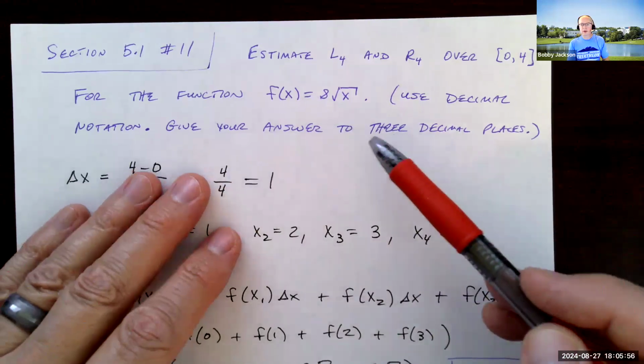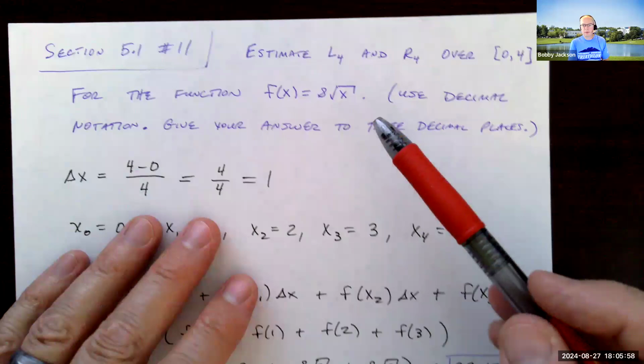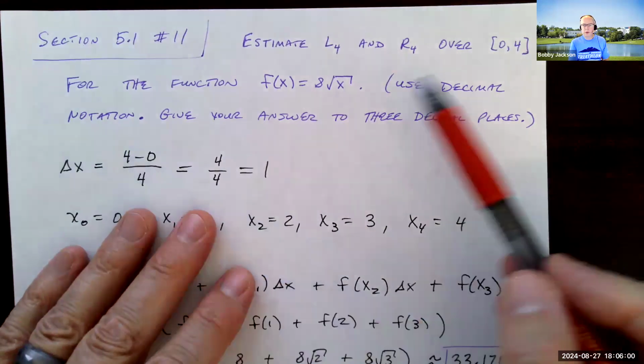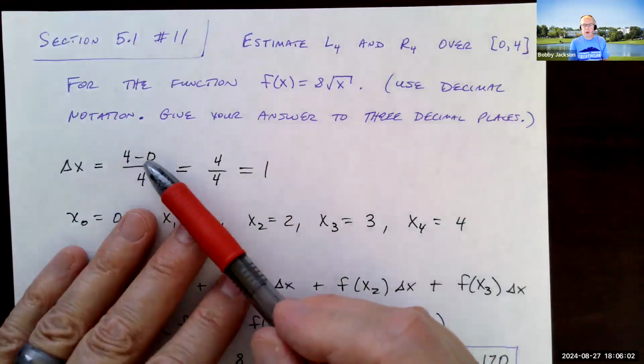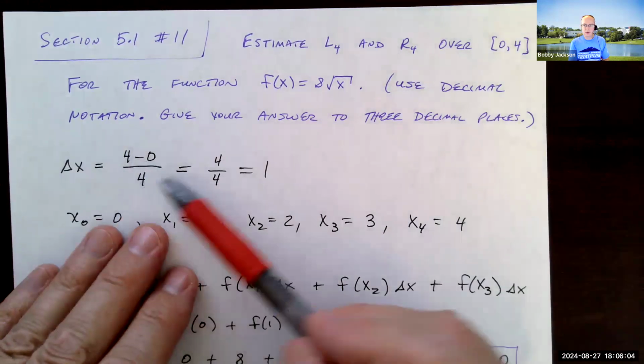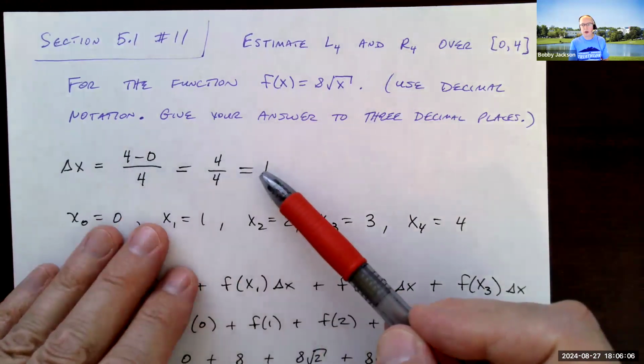Okay, so let's first talk about the width of each subinterval. The length of the interval from 0 to 4: 4 minus 0 is 4. The number of subintervals is 4, and so 4 divided by 4 equals 1, right? Each subinterval will be length 1.